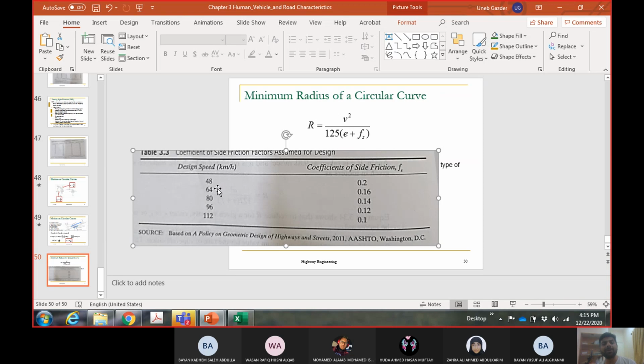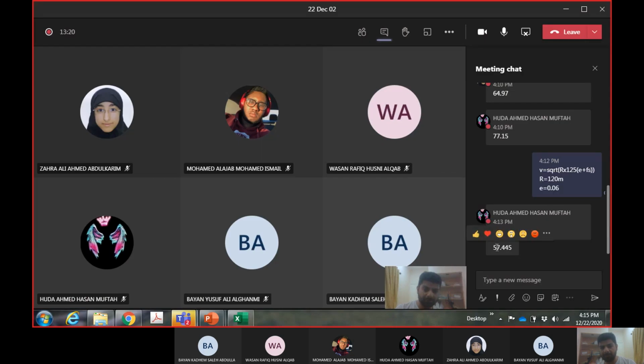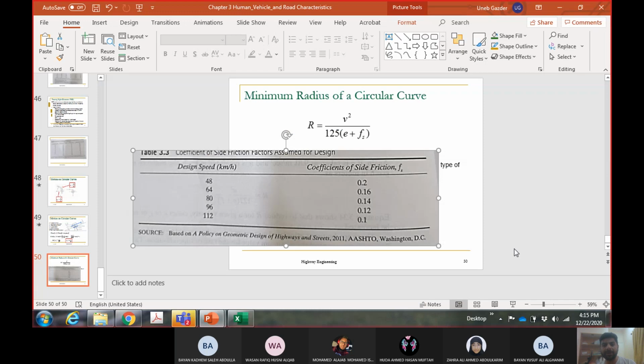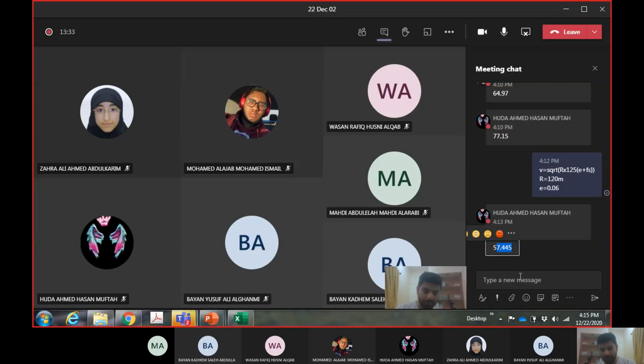What I will do now, for a speed of 57, I will interpolate the value of Fs from this table. For a speed of 57, I will interpolate the value of Fs, and then I will try that value and see how much speed I'm getting. Interpolation, we did it for the earthwork as well many times, but I will just write the equation here again, and I will put the values.